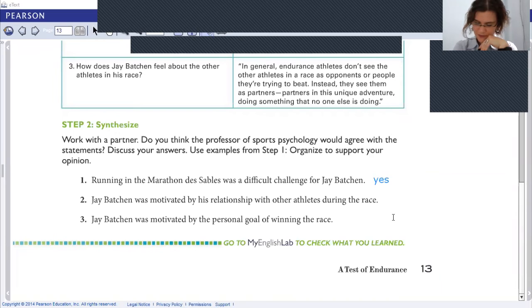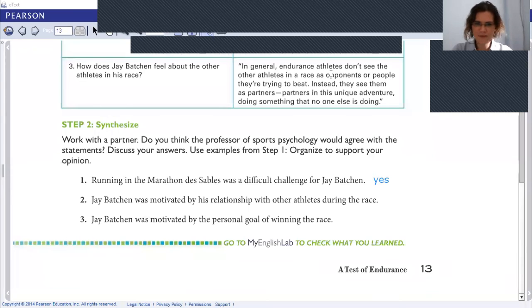What about the first one? So it was a difficult challenge for Jay Bashan, and the professor would agree. Why? What did the professor say? You have to look at the text above. Look at step 1, the first box. Scroll up and go to the first box, number 1. What does it talk about? They like to do what? They like difficult challenges. That's the answer. What you have been organizing, the ideas you came up with in the first part, are correlated to what you answer here. So yes, he would agree. Why? Because endurance athletes look for difficult challenges. That's mentioned in the first box.